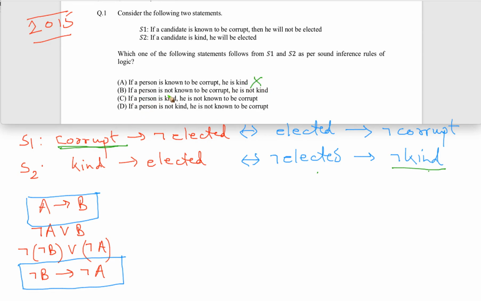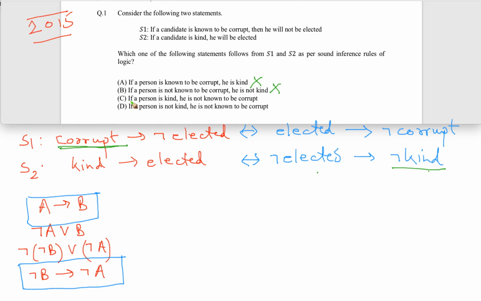Now option B: if a person is not known to be corrupt, he is not kind. So for not known to be corrupt, there is never a not corrupt on the left side of any implication, which means that we cannot say anything decisively about this statement. After not corrupt, whether kind or not kind follows, we cannot say for sure. So we cannot deduce anything from this.